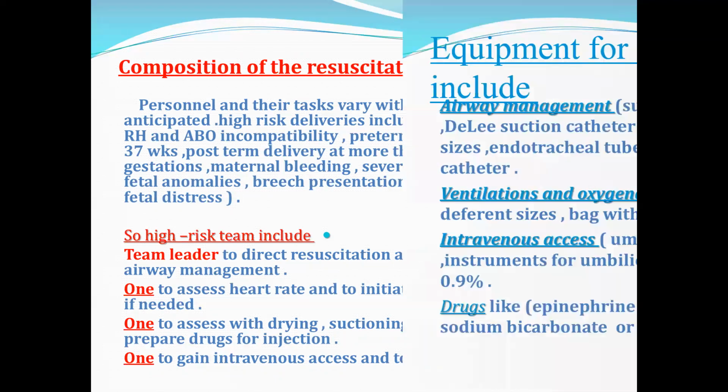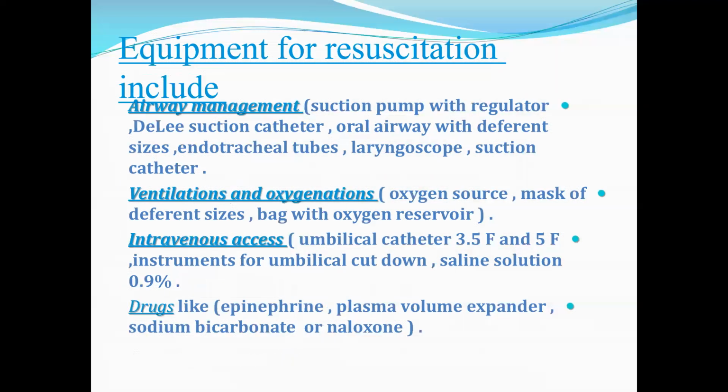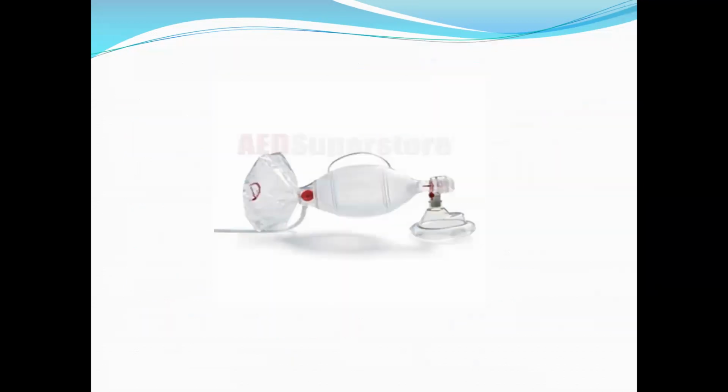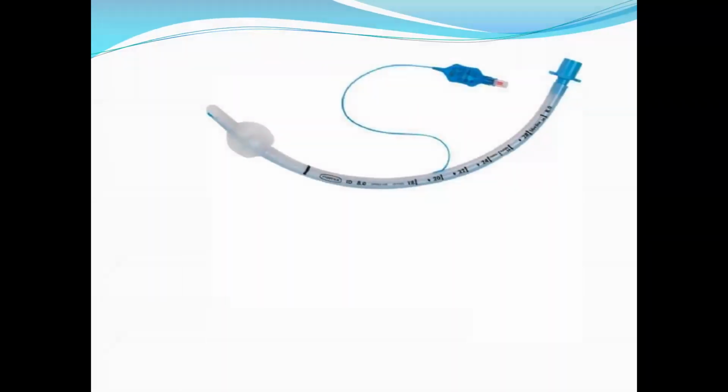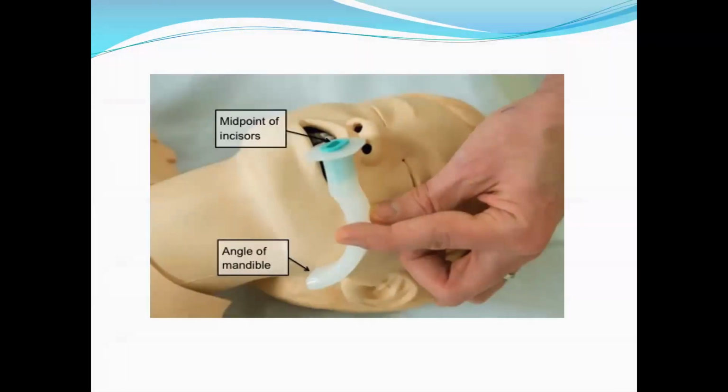Equipment for the station includes airway management: suction pump with regulator, suction catheter, oral airway with different sizes, endotracheal tube, laryngoscope. This is important. This is, of course, the ambu bag, important to be familiar with the shape of this instrument, simple and effective. This sucker is to clear the secretion from the mouth. This is a tracheal tube, important in advance of resuscitation. Of course, this is the oral airway that may be needed in resuscitation.